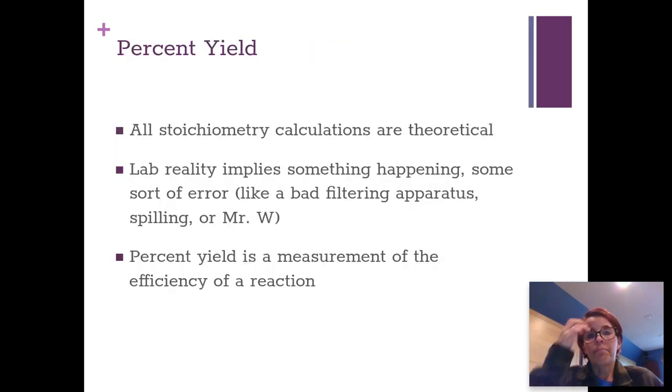All right, so now we want to see if we've produced a good amount of water. You almost never in the laboratory produce 100% of the product. It says here, all stoichiometry calculations are theoretical. Theoretically, this is how much water you should produce. How much did you actually produce when you were in the laboratory? So it says lab reality implies something happening, some sort of error, like a bad filtering apparatus, some spilling, Mr. Williamson, whatever, something getting in the way of us getting 100% yield. So the percent yield is a measurement of the efficiency of reaction, and percent yield is really simple to calculate.